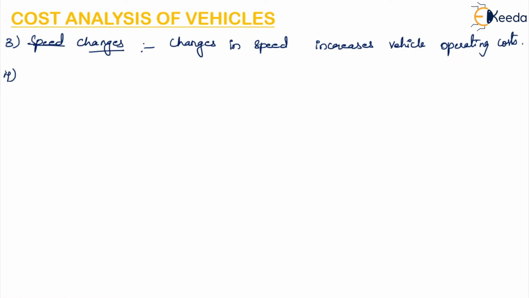Then the fourth parameter is the gradient. So gradient or grades can be either positive, that is uphill, or negative, that is downhill. So positive grades are more demanding on vehicle engine and require greater fuel consumption. So this will lead to increase in the operating cost. So negative grades may reduce the operating cost, but it will also increase wear on the brakes.